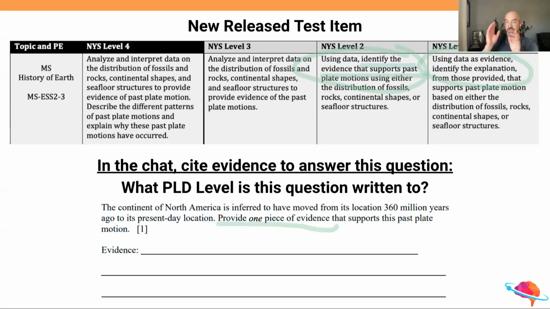I think the difference, Anthony, that's a great question, between level 2 and level 3. And you could convince me that this is level 3. I am not set on that at all. But I think the difference is that they give, the continent of North America is inferred to have moved from its location 360 million years ago. So there's an inference that's given. We say, here's the conclusion, now support it. And if that was not there, then you could make a claim that you have in fact hit level 3.